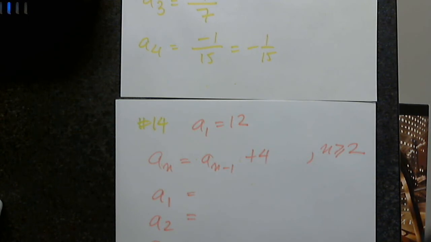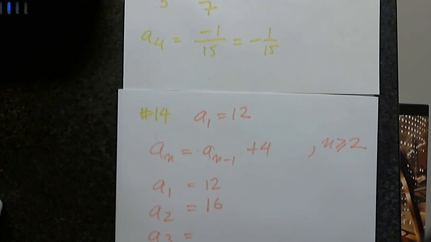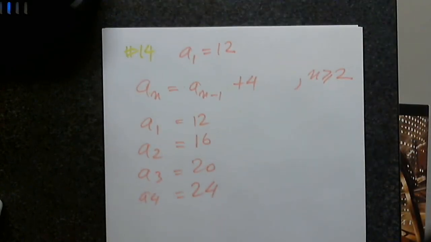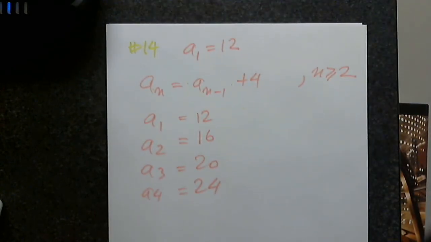So, A1, 12, of course. A2, 16, because it's 12 plus 4. 12 plus 4 is? Good. A3. Very good. A4. That's it. Very good. Okay. So the A sub n minus 1, that just means the previous one. A sub n minus first is the one before A sub n.